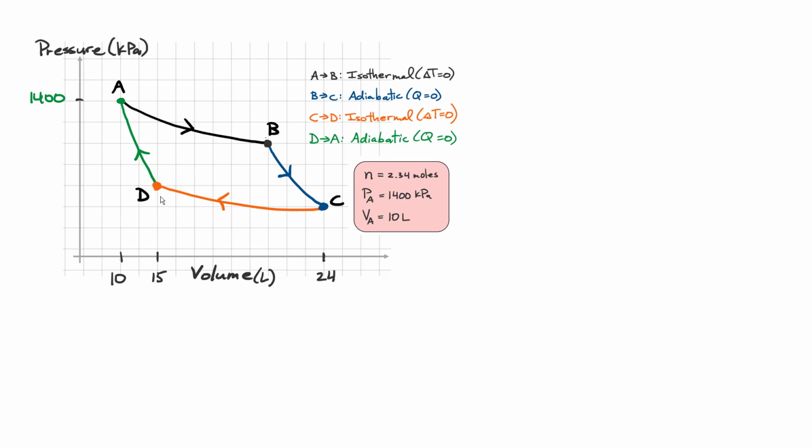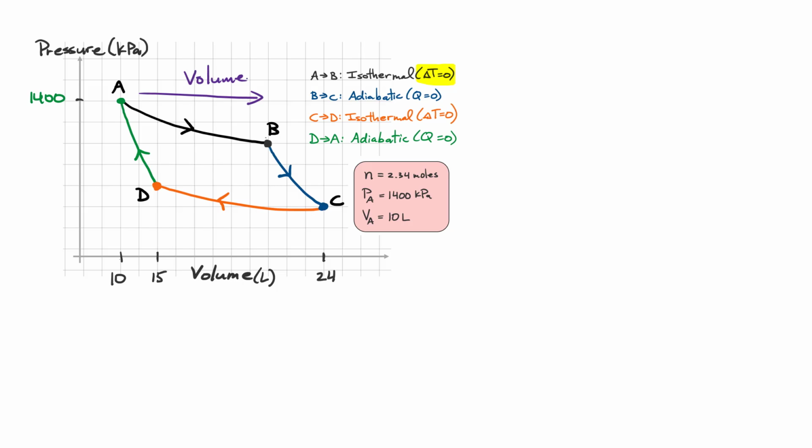Alright, so here's the problem. We have 2.34 moles of a monatomic gas, which has a pressure at point A of 1400 kilopascals and a volume of 10 liters. Now, if it is a Carnot cycle, I am going to go from point A to point B. First of all, this is an expansion, because the volume is getting bigger as I go that way. That's very important. This first process is called an isothermal process. That means every point along this line has no change in temperature, which is why I wrote delta T equals 0 everywhere along that black line.